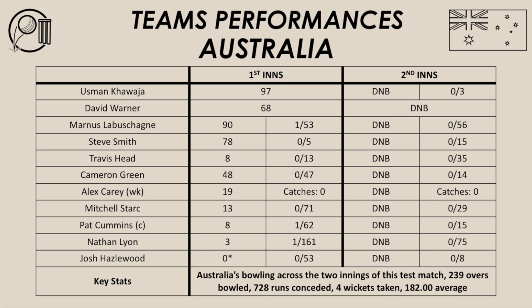So we do need Cameron Green for his runs at number 6, but also the overs he can bowl and the vital wickets he can take. We need that as well. So I can understand why Pat Cummins under-bowled him in this match.